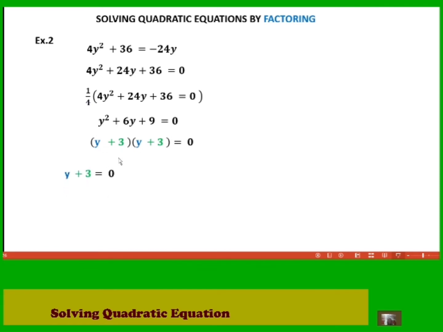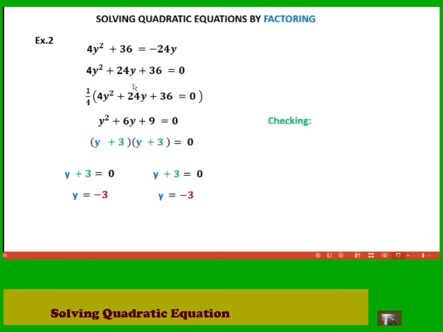Equate its factors equal to 0. So solving for y, transfer 3 to the right becomes negative. So one value of y is equal to negative 3, and on the other side, y is also negative 3. There is only one root of the equation.